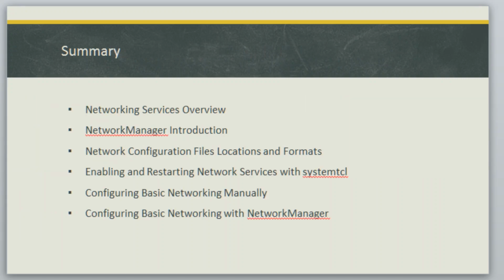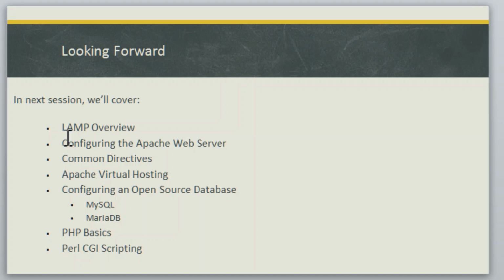So in summary, we talked about networking services overview, Network Manager introduction, network configuration files, locations and formats, enabling and restarting network services with systemctl, configuring basic networking manually, and configuring basic networking with Network Manager. In our next session, guys, we're going to go over the LAMP stack: a quick overview, configuring the Apache web server, common directives, Apache virtual hosting, configuring an open source database such as MySQL and MariaDB, PHP basics, and Perl CGI scripting. We're going to do a very high-level overview of this, so we're not going to go super in detail, so don't be too worried.